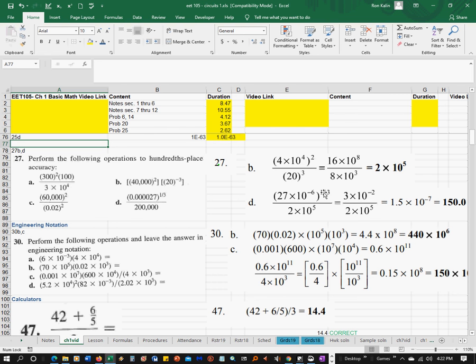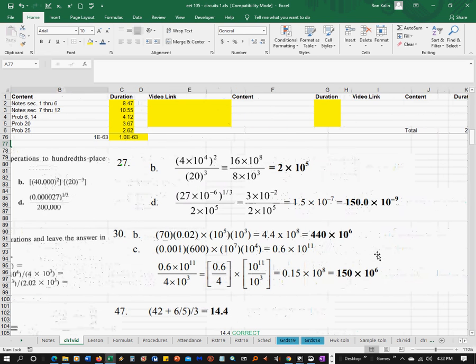And then they raised that to the 1/3 power. And they took 200,000 and likewise converted it to 2 times 10 to the fifth. 27 to the 1/3 power is equal to 3. 10 to the minus 6 to the 1/3 power is minus 6 times 1/3, which is minus 2. And then they left the denominator alone. Then 3 divided by 2 is 1.5. 10 to the minus 2 divided by 10 to the 5 is equal to 10 to the minus 2 minus 5, which is minus 7.